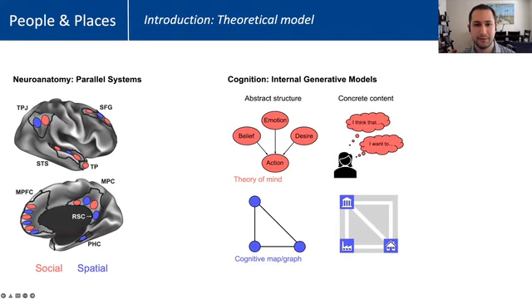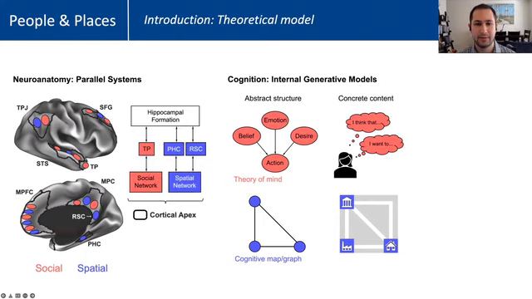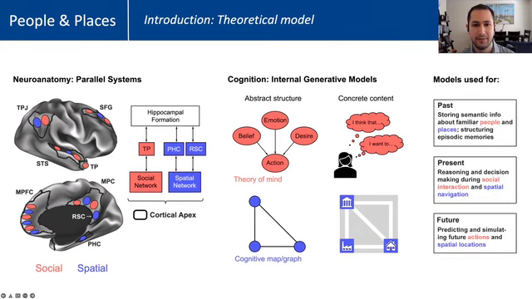Specifically, that parallel subnetworks within the default mode network support these internal generative models for familiar people and places, and that these networks include components with direct interactions with the hippocampal formation that support the building of models of specific familiar people and places based on information from experience. These internal models can in turn be used to support a range of processes that have been classically treated as distinct. This includes structuring semantic and episodic memories, reasoning and decision-making about events occurring in the present, and predicting and simulating events in the future.